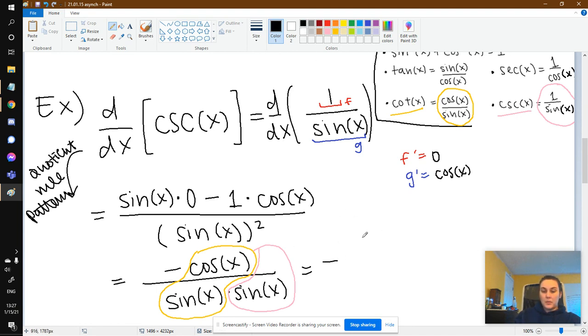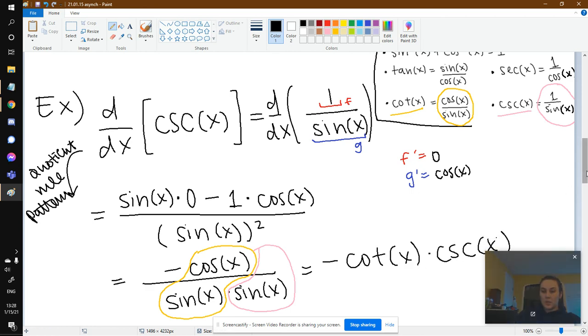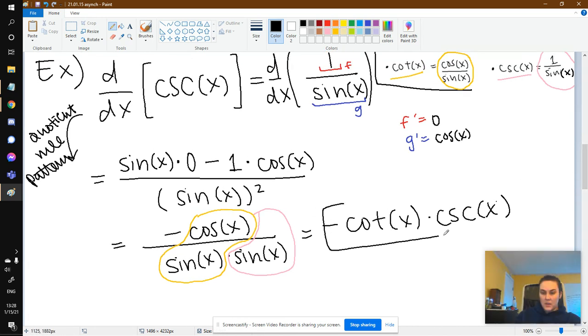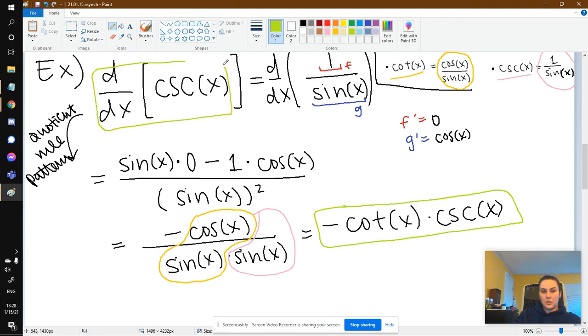I'll keep the negative. I'll rewrite all the yellow stuff as cotangent of x, and I'll rewrite all of the pink stuff as cosecant of x. And this, let me make it green. This is the derivative of cosecant.